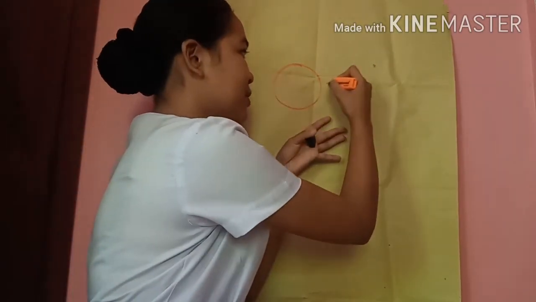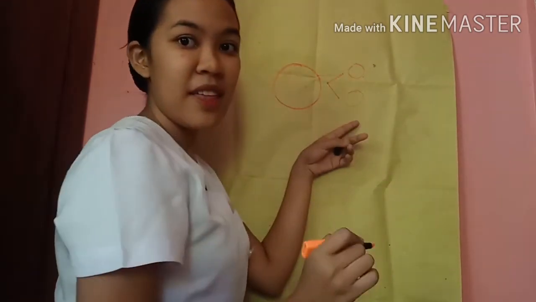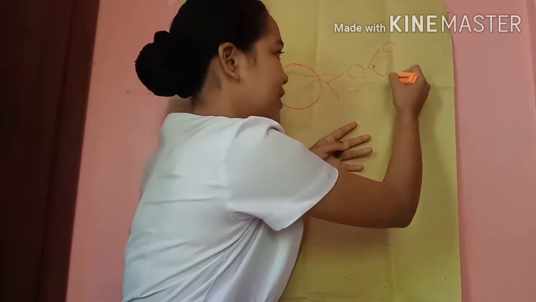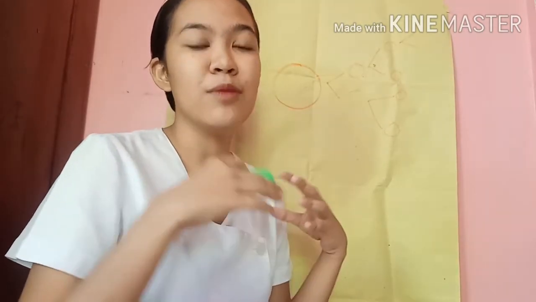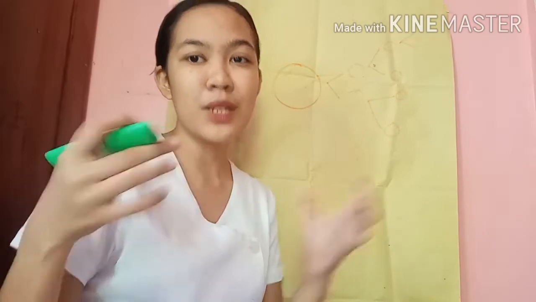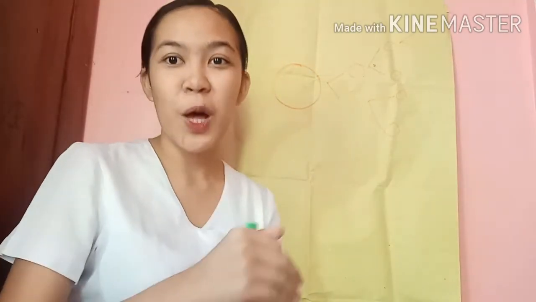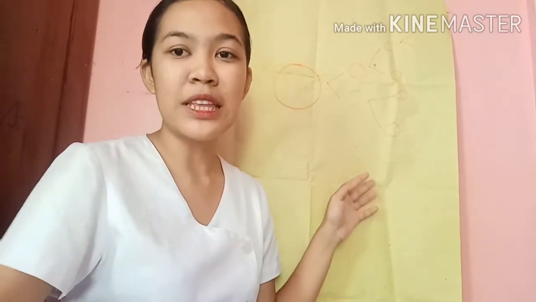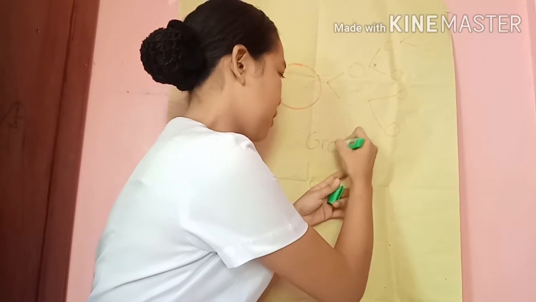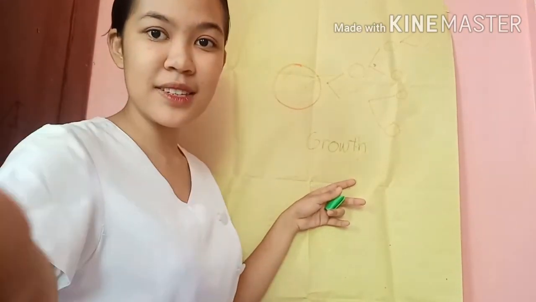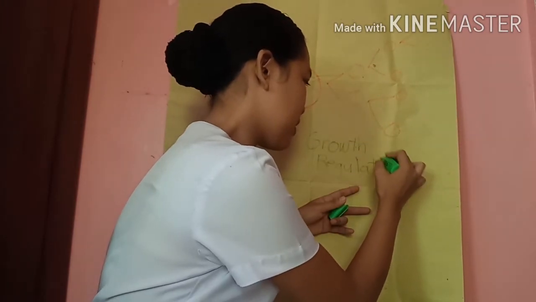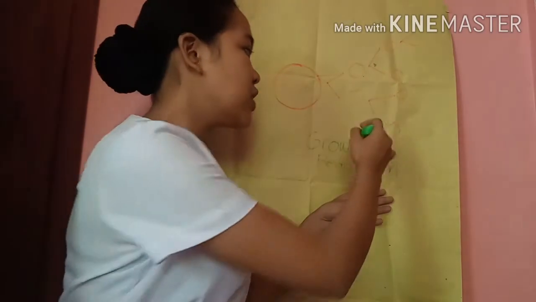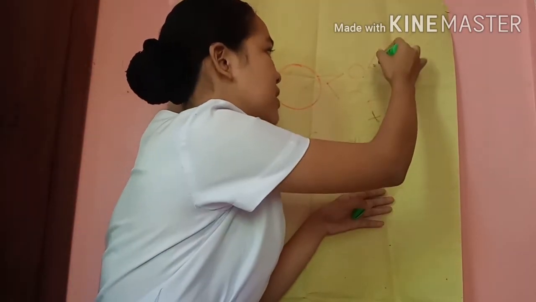So this normal cell will divide into another two, and then divide again, and divide, and divide again. Then our body makes sure that our cells won't grow too much, won't divide too much, because as they say, lahat ng sobra masama. So there will be a hormone called the growth regulation. This growth regulation will try to stop the production of these cells.